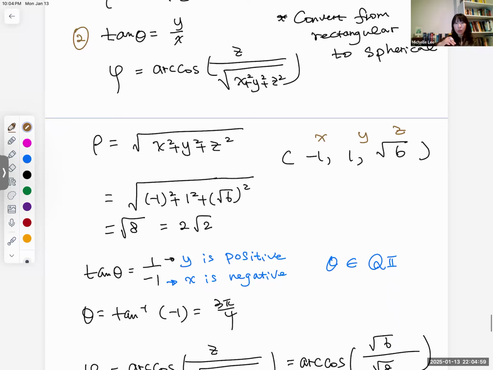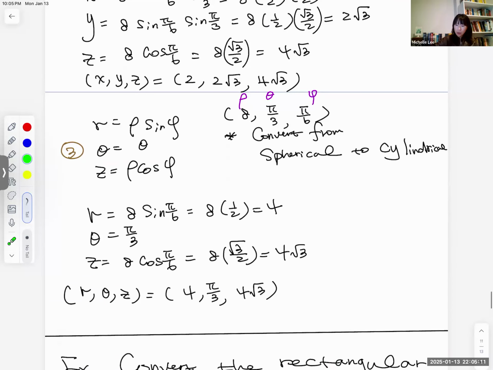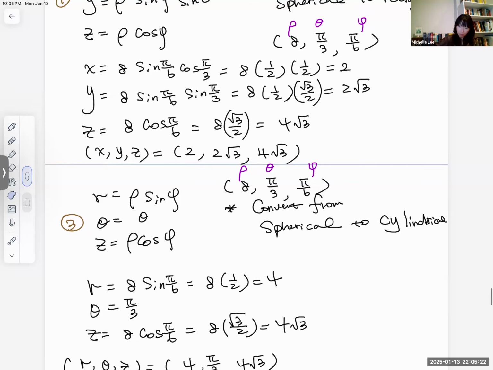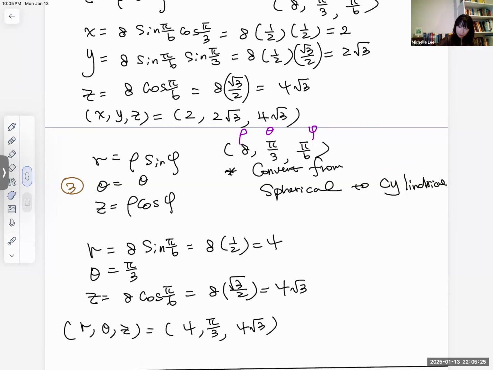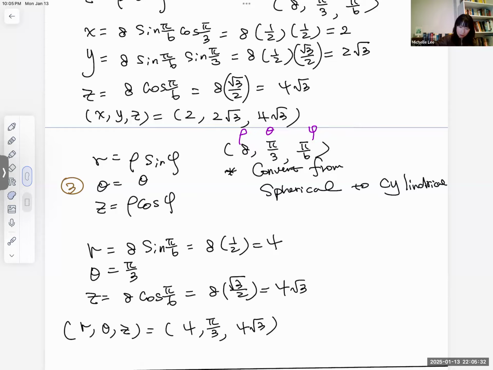But let's do the other method, because we had the experience of how to find this one. Let's try spherical to cylindrical, right? A new method, we're using it. So let's use the spherical to cylindrical conversion.